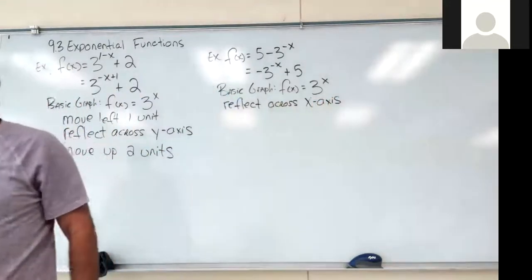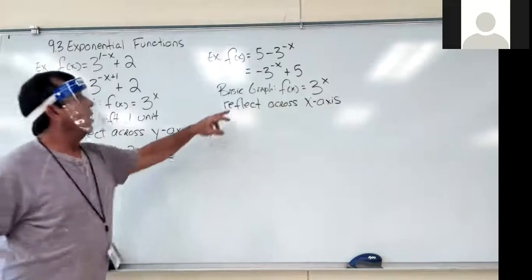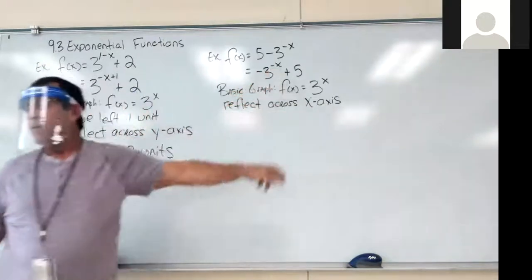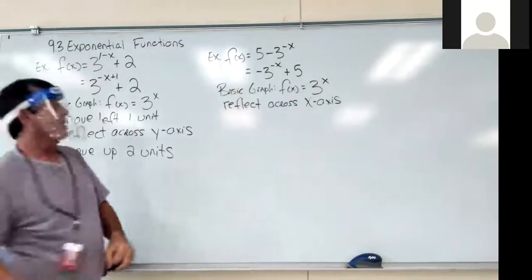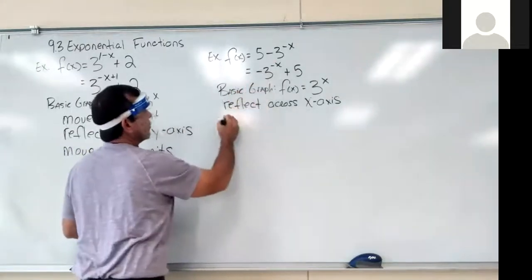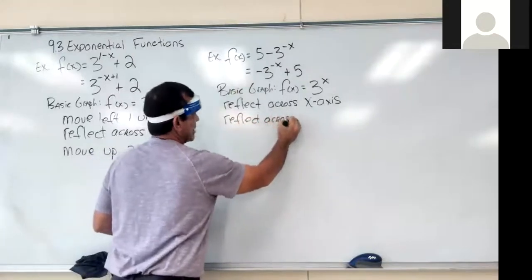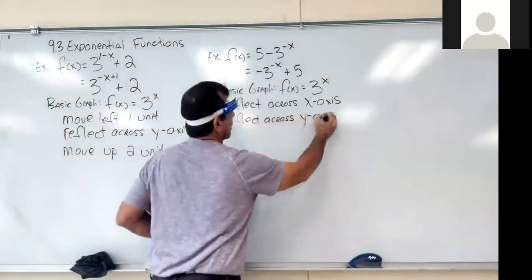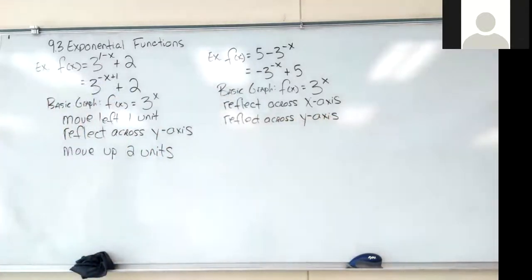Well, what about the negative in front of the x? Move it down. Well, no, don't move it down. Hold on, that one's going to reflect me across the other axis. So that negative x is going to reflect across the y-axis. So I've flipped it twice, and now the plus 5 at the end.